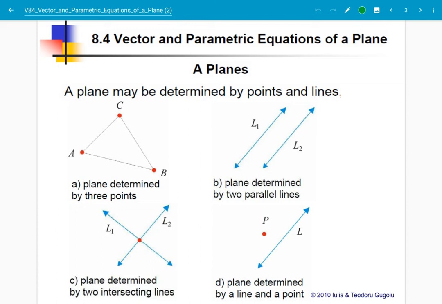A plane may be determined by the points and lines. Okay, so what information is required to completely define a plane? A plane, first of all, is the set of all points in a flat sheet. So a plane has two dimensions, but it exists in three space. And if you take two lines, non-collinear lines, and cross them, they will define a plane.